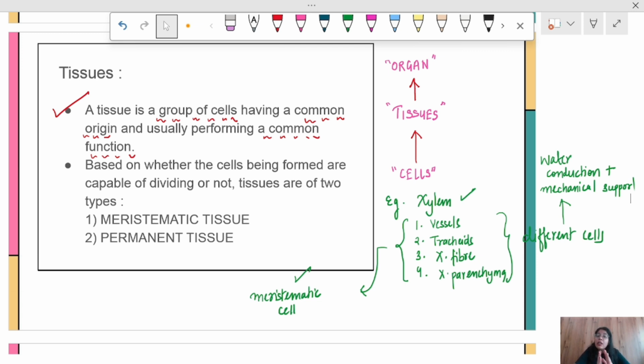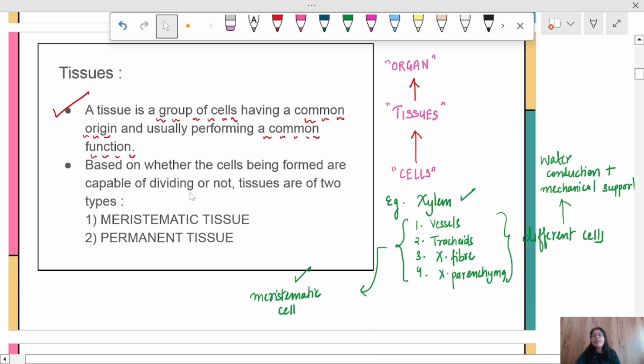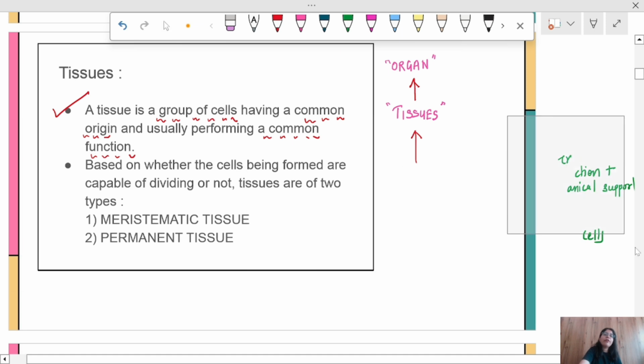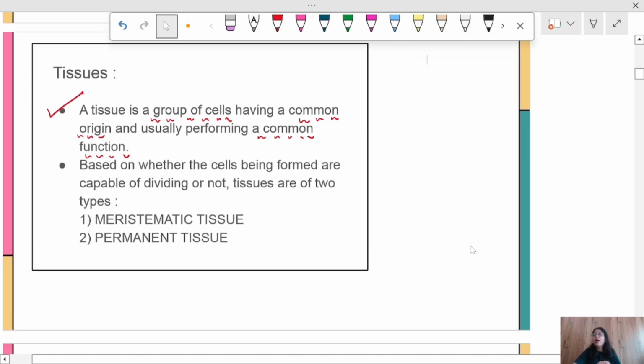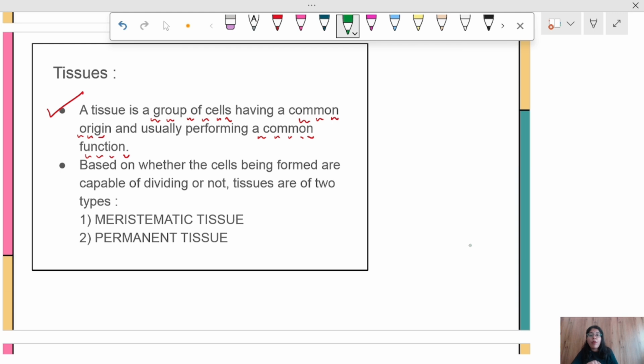Now, there are different types of tissues also. What are the different types of tissues? Here you can see they have mentioned that there are different types of tissues. The plant body is made up of basically two types of tissues, meristematic tissue and permanent tissue. And this division is based on what? This division is based on the capacity to divide. Meristematic tissue is made up of cells which have the capacity to divide. So they are dividing tissues.